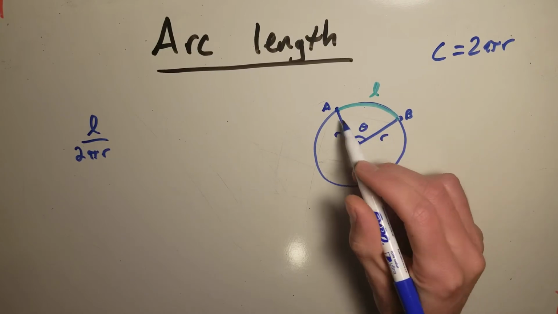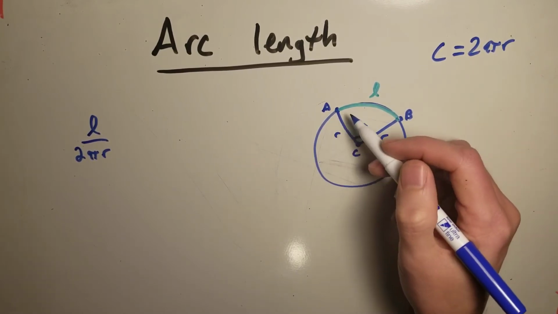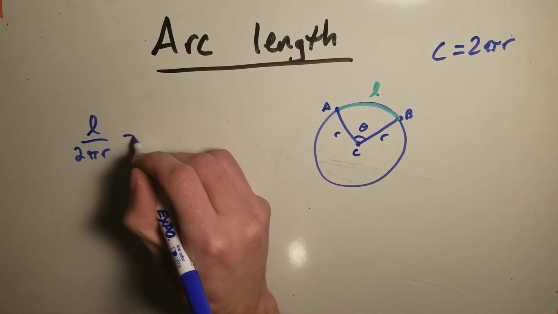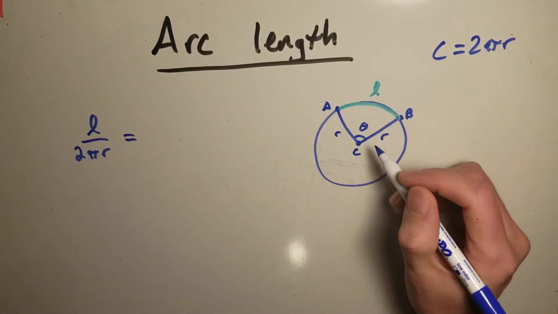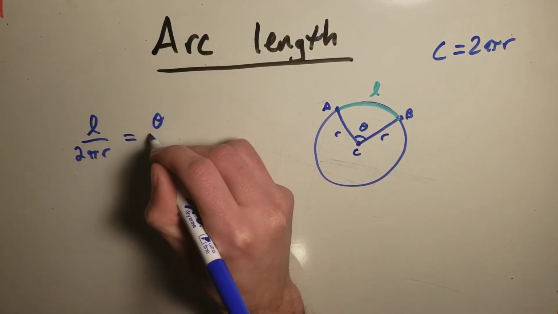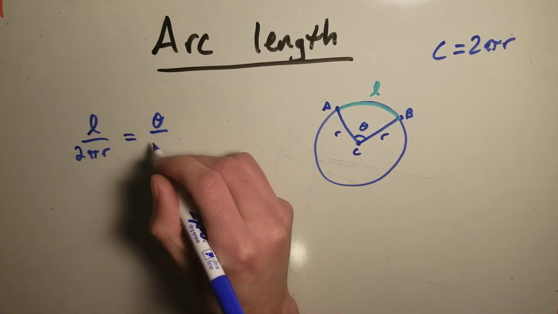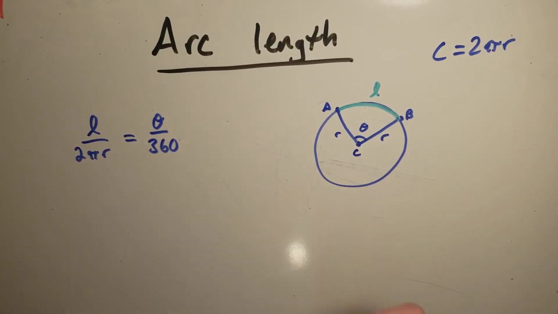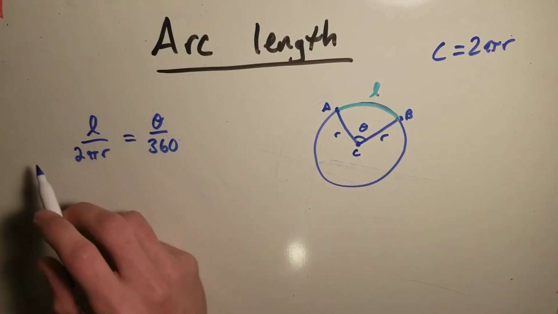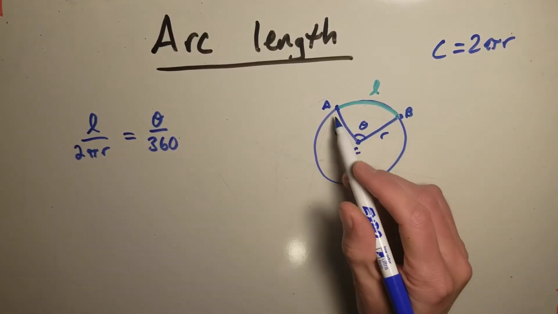So the distance of just this arc, that ratio of that to one whole lap around the circle, is in the same proportion as the central angle here, theta, in ratio to going all the way around, which we know is 360 degrees. So this proportion will help us calculate the arc length of any given arc.